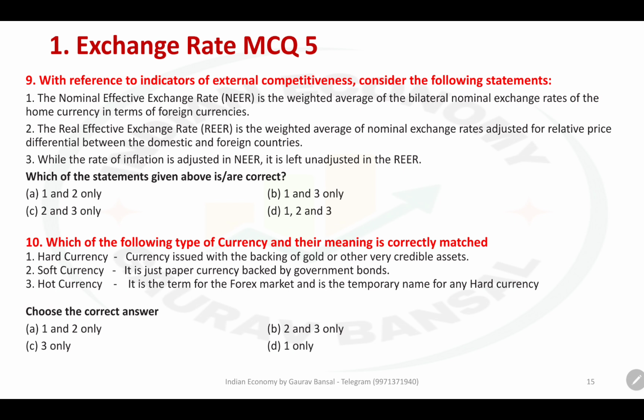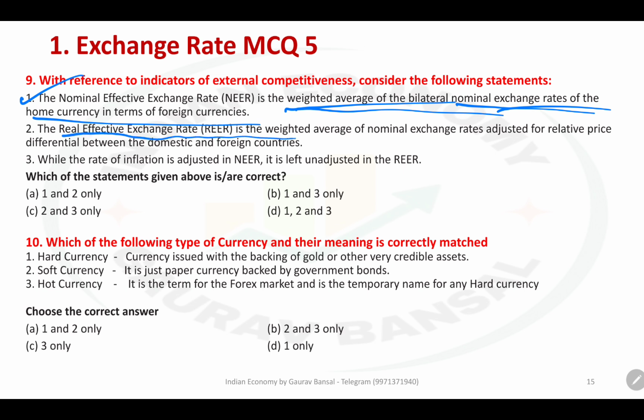Question number 9. I told you there will be 2 questions on REER and NEER, and you just treat them like any exchange rate. The NEER is the weighted average of the bilateral nominal exchange rates of the home currency in terms of foreign currency. That is correct. I told you this is an average against a number of other currencies. So how do we take an average? That is weighted average, geometrical average and weighted average.